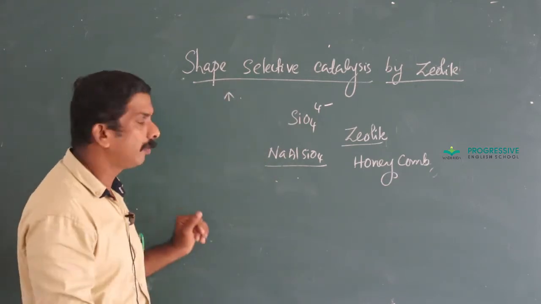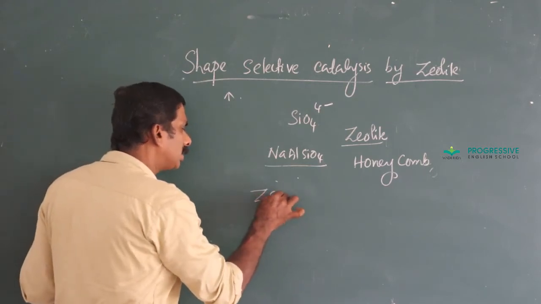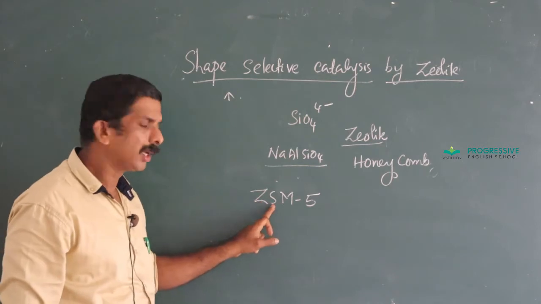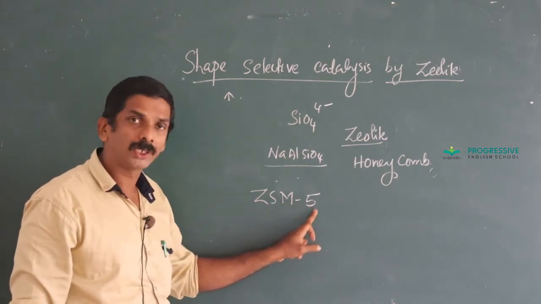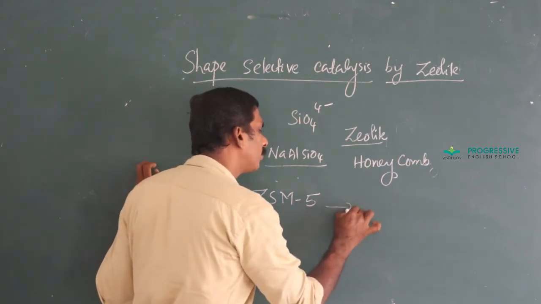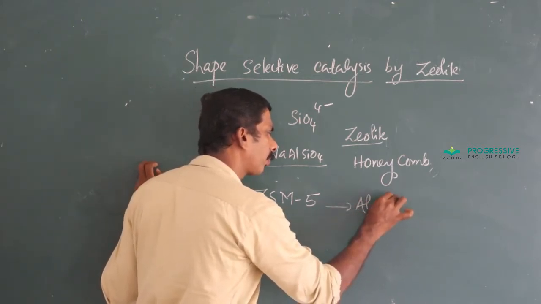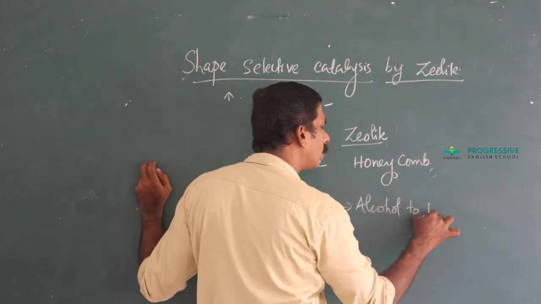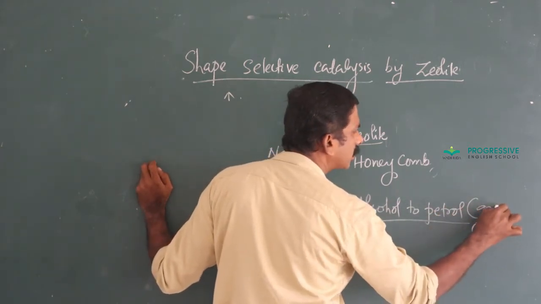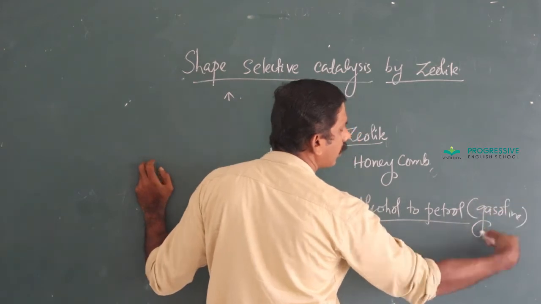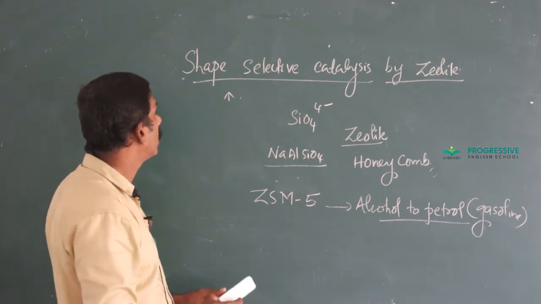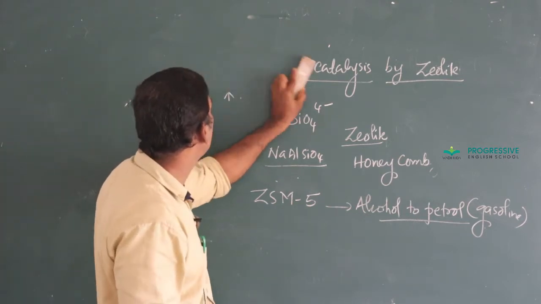One such zeolite, namely ZSM-5, is a shape selective catalyst having micropores. ZSM-5 is used for the conversion of alcohol to petrol or gasoline. That's about this shape selective catalysis.